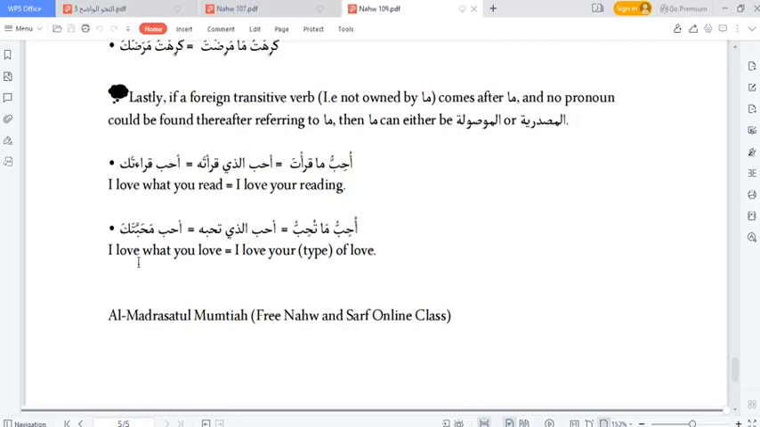So this is where we are going to end the class on differences between ma mausula and ma masdariya. We hope bi'idhnillah it has been clear. So revise the note again and try to bring extra examples that might have been confusing you. Bi'idhnillah it is going to be clear after following through all these notes.